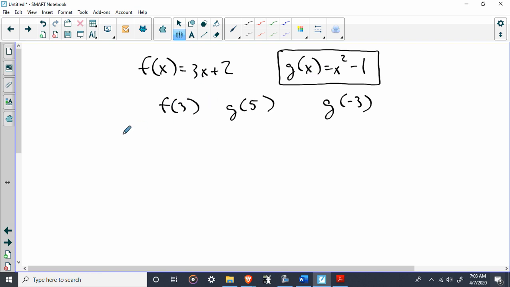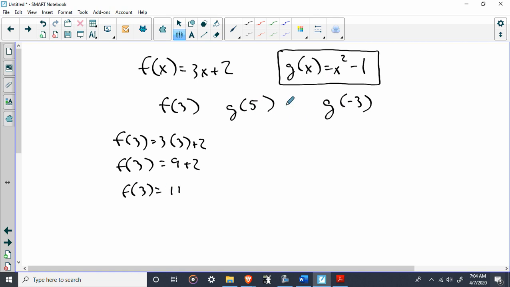We want f of 3, so we're going to say f of 3 is equal to 3 times 3 plus 2. 3 times 3 is 9, so f of 3 will be 11. Let's plug 5 into this one. G of 5 is equal to 5 squared minus 1. Now again, we haven't been dealing with exponents. That's actually been one of those things we've been avoiding. This is what we'll be going to next. So I just want to give you guys a sneak preview. 5 squared is 25. And 25 minus 1 is 24.